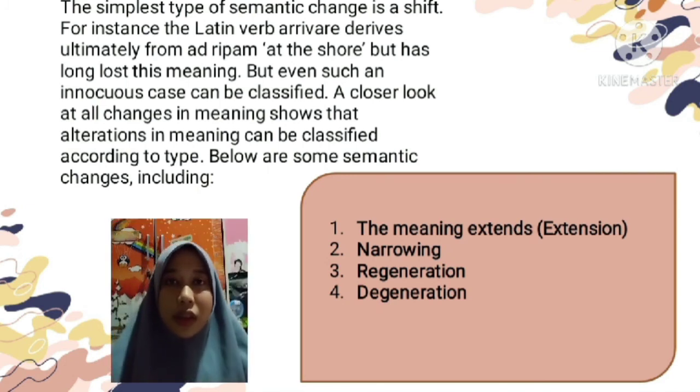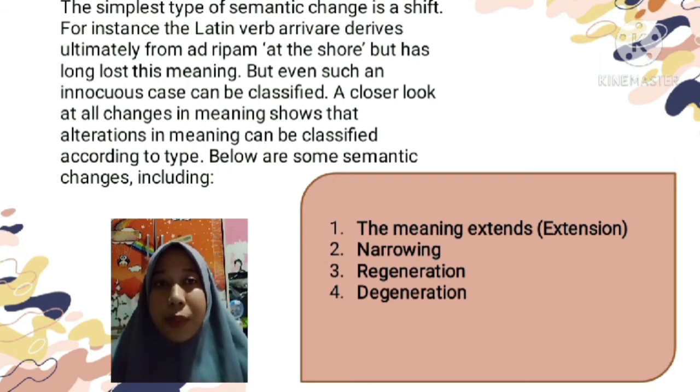And the last material is degeneration. It is a change of meaning when the new meaning of a word is lower than the old meaning. For example, the word pregnant is lower than the older term. Both have the same meaning as pregnant.